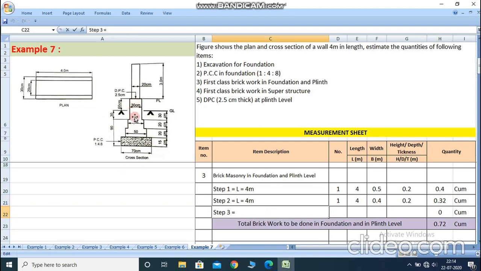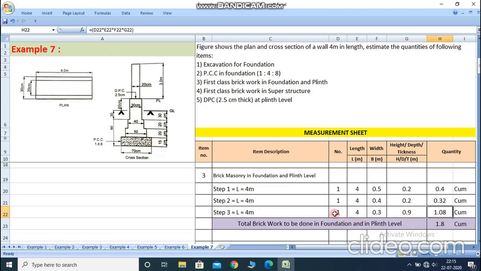Now we take step 3. Step 3 has a width of 30 centimeter, and the length is the same, 4 meter. So we write here length is equal to 4 meter. Now here the number of walls is 1, single wall calculated, length is 4 meter, width is 0.3, and the height from the second step to plinth level is 30 centimeter plus 60 centimeter. So 30 plus 60 means 90 centimeter, here means 0.9 meter. It's the height of the third step.